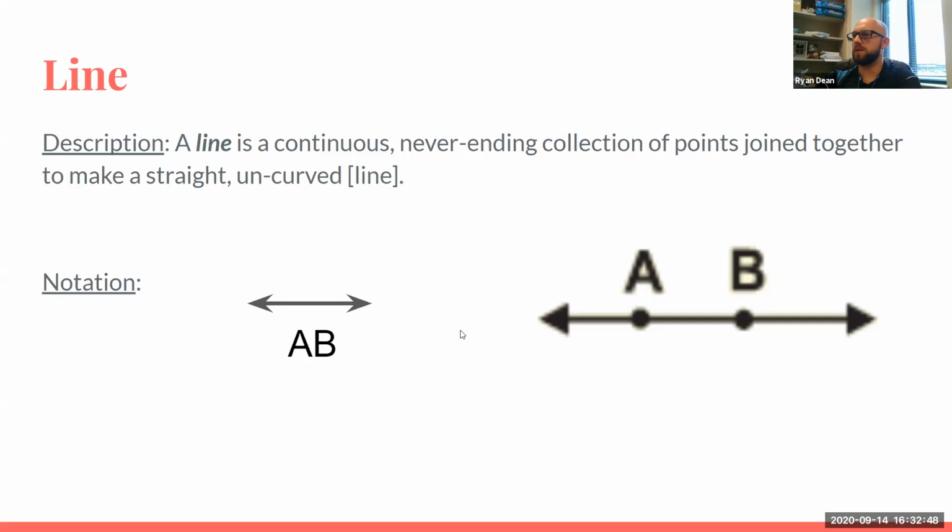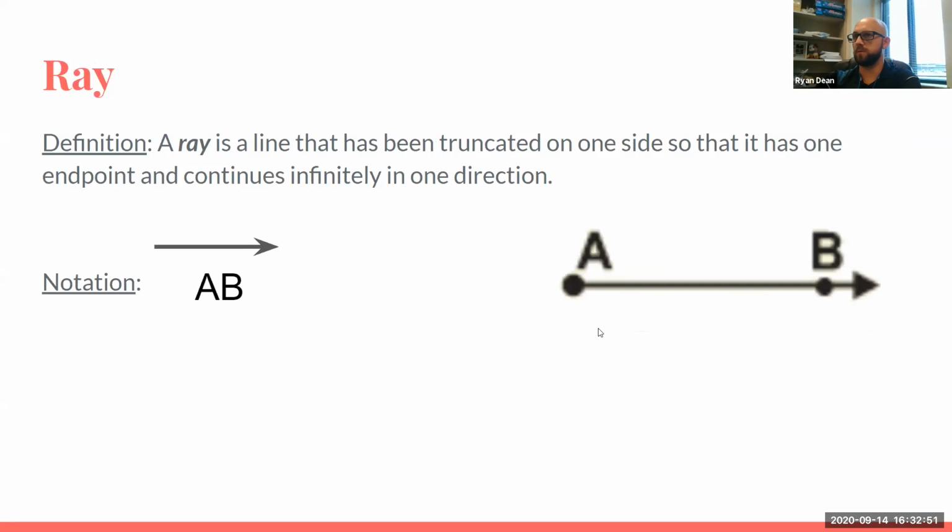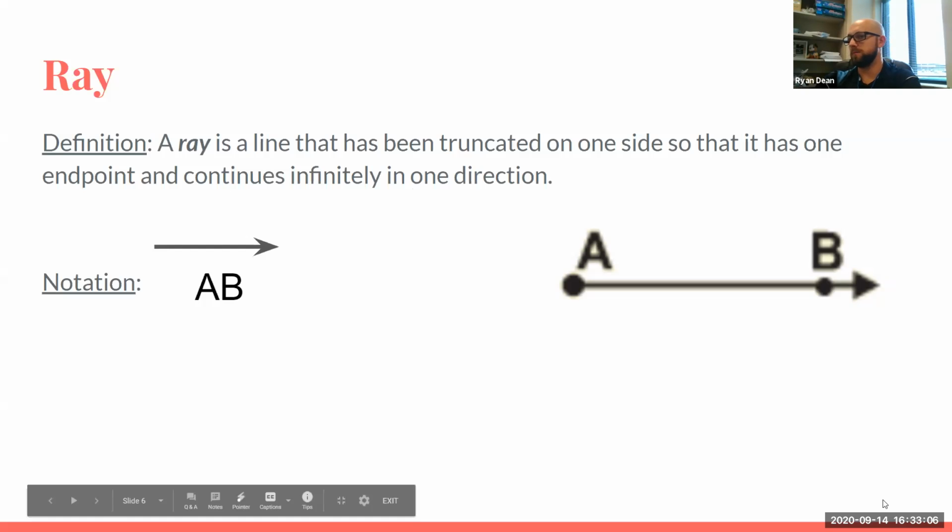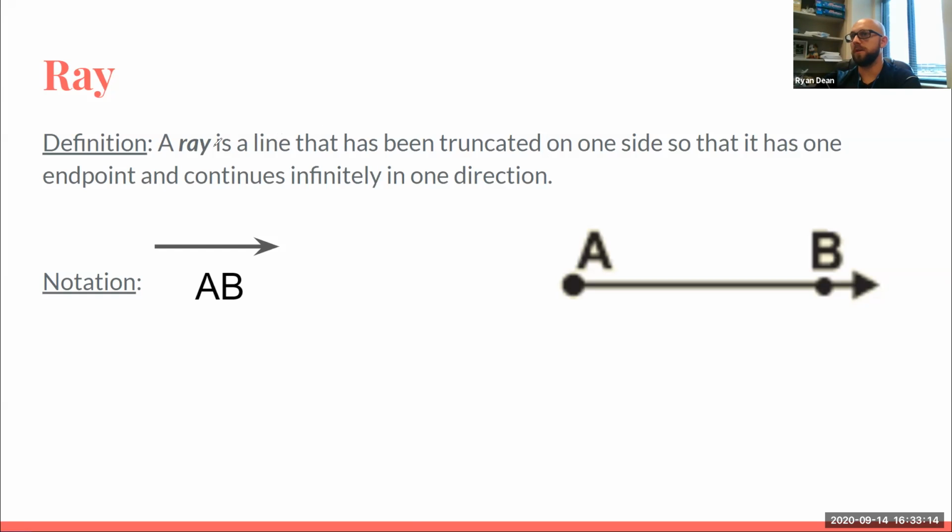Now we're going to start discussing some terms that we have not gotten to yet. The first one is called a ray, and here's a fancy definition. It says that a ray is a line that has been truncated on one side so that it has one endpoint and continues infinitely in one direction. Truncated, I don't really like that word too much. So what you could really do in your notebook is say that a ray is a line that has one endpoint and continues infinitely in one direction.